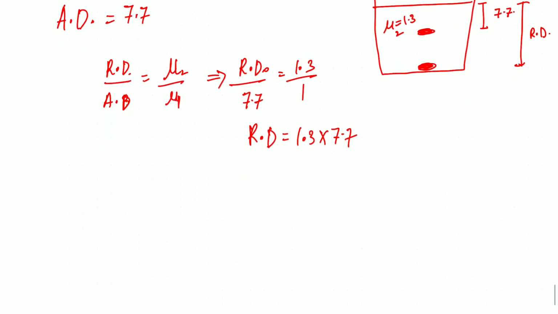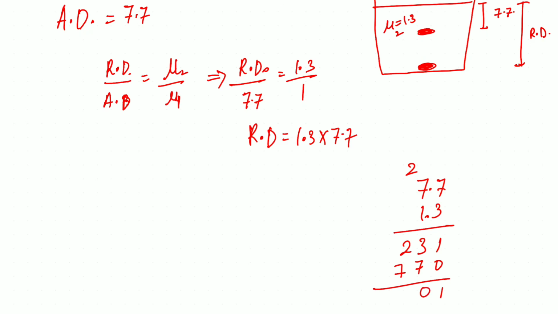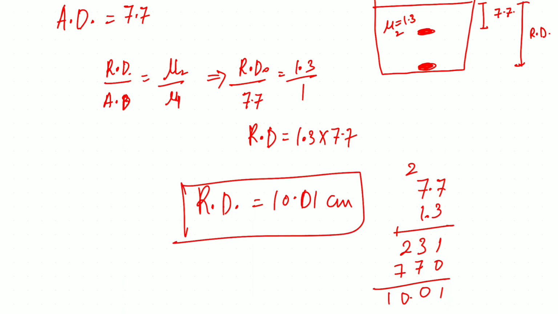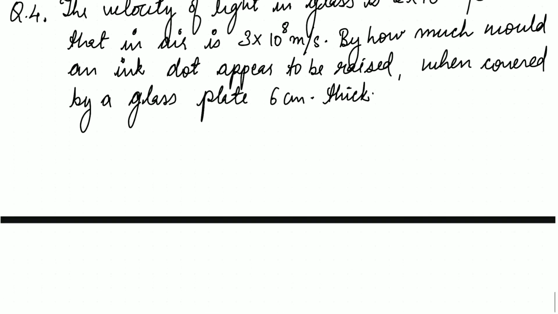Just do the calculation. This is 7.7 upon 1.3. So 10.01. Real depth will be equal to 10.01 centimeter. I hope you guys can understand that, right? Okay, let's move to the next question.